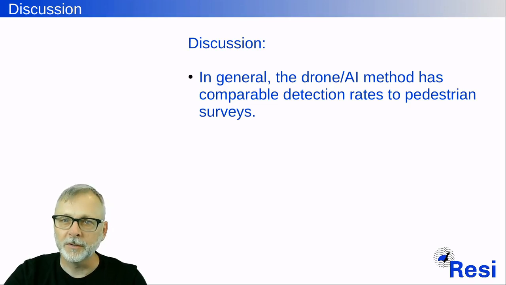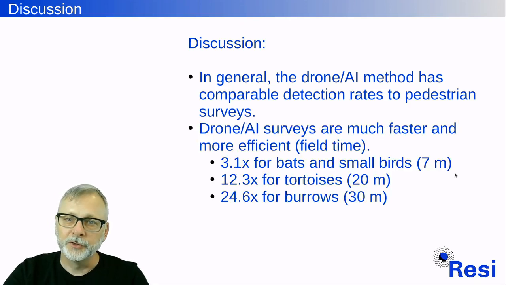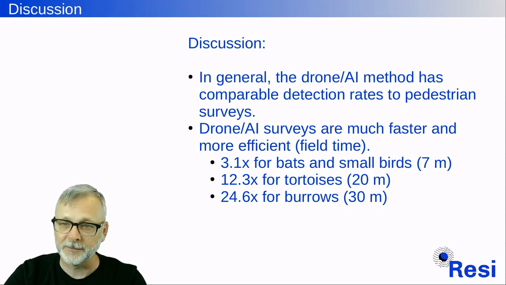So in general, what can we conclude? The drone AI method has comparable detection rates to pedestrian surveys. In some cases a little bit better, in some cases a little bit worse. Drone AI surveys are much faster and more efficient in terms of field time. We've measured about 3x for bats and small birds at 7 meters, about 12x for tortoises at 20 meters, and maybe as much as 25x for burrows at 30 meters.